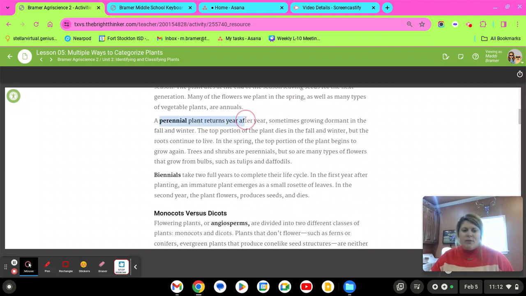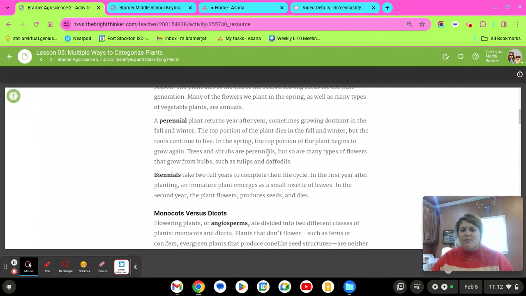A perennial returns year after year. Sometimes they grow dormant in the fall and winter, so they don't look as good or you don't see them, but then they're going to come back over a year. So the top portion of the plant's going to die, but the roots continue to live. In the spring, the top portion of the plant begins to grow again. Trees and shrubs are perennials.